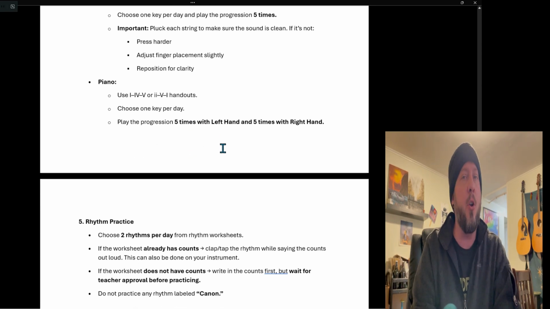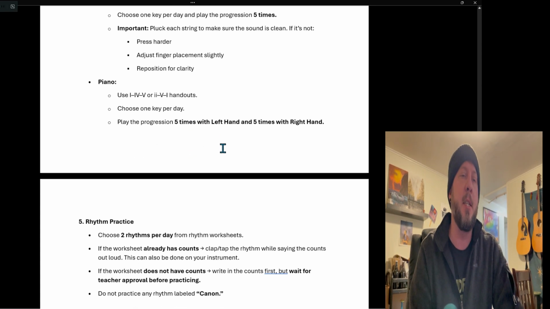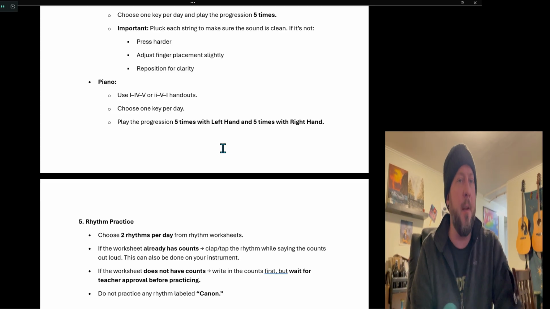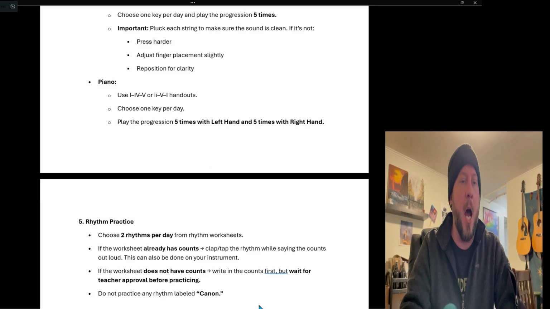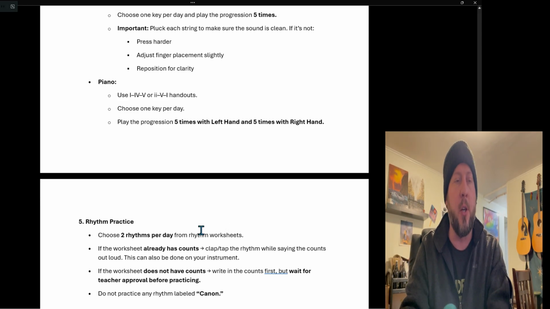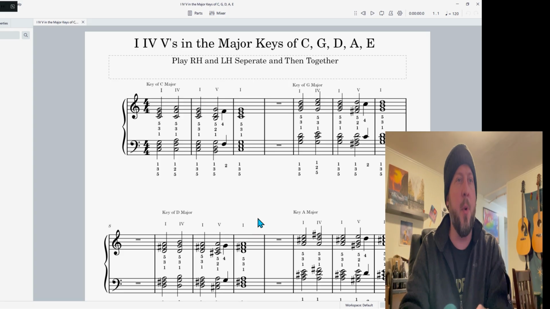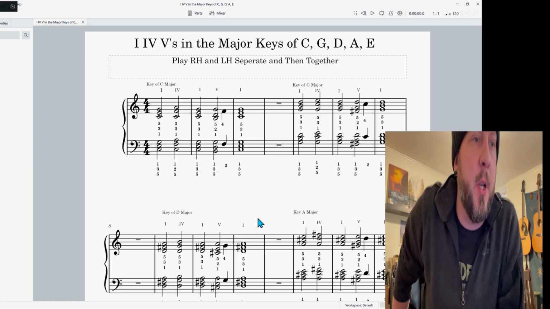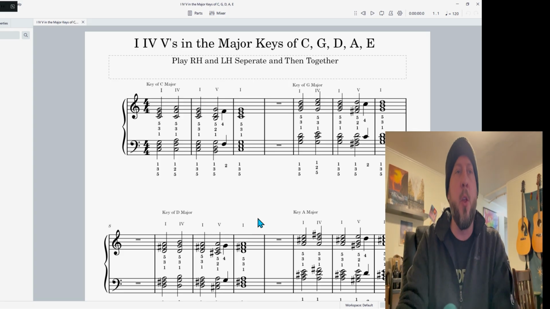If you want to, you can try to play them with hands together an extra 5 times as well, right? So yeah, but let's take a little closer look at what one of those handouts looked like. All right, there we go. I do apologize, I was having trouble getting to it. Yeah, so this would be what one of those handouts looks like.